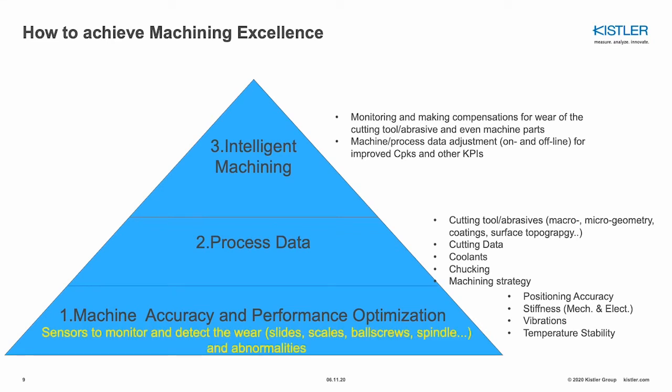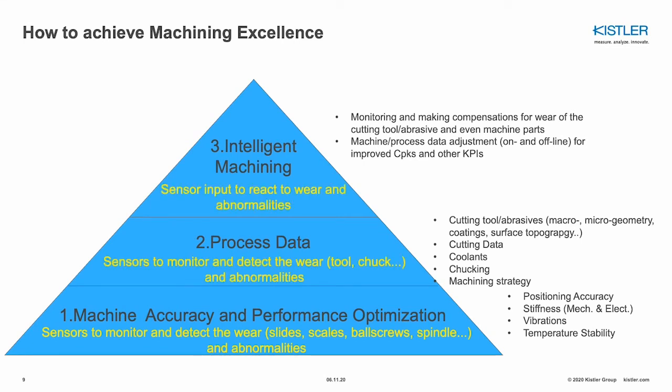As I said, to summarize, sensors are used and should be used to monitor and detect the wear when it comes to the machine. Also, during the process, and at the end, you use this input to build your intelligence and monitoring. This is what we call machining excellence.